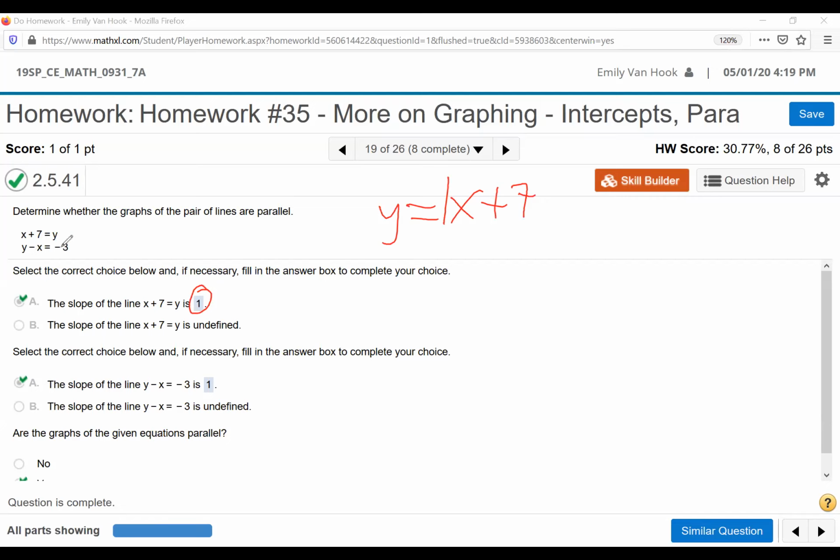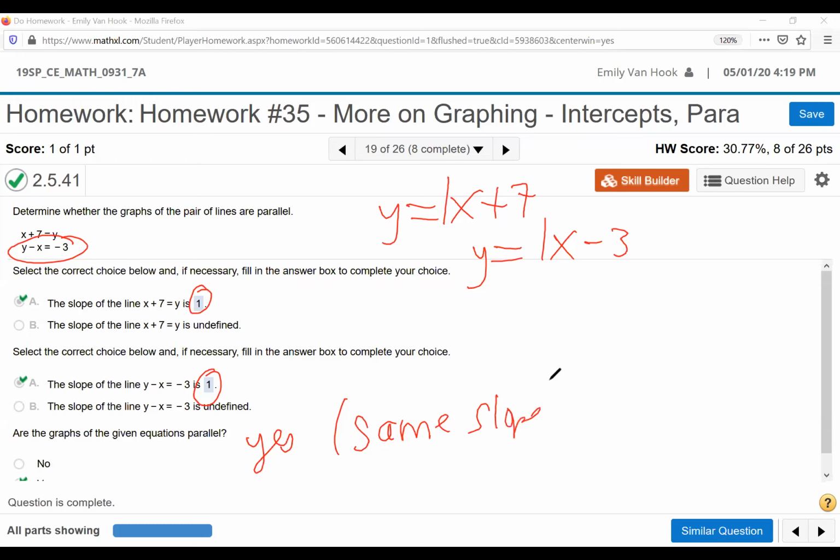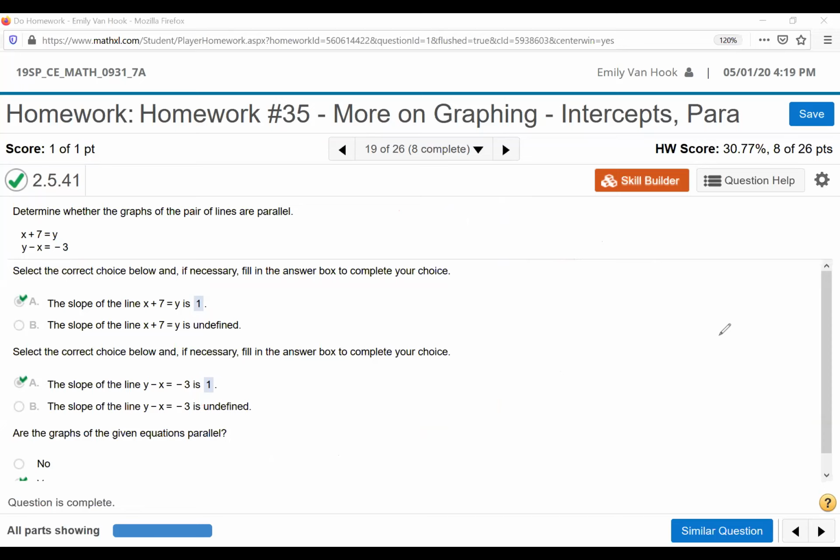And then with the second equation, if I just add x to both sides, y equals x minus 3, and there's that 1x again. So that line also has a slope of 1. Because the slopes are the same, then are the graphs of the given equation parallel? I said yes, because the slopes are the same slope. Okay, so that was number 19. Let's see if we can find another one asking us about parallel and perpendicular.